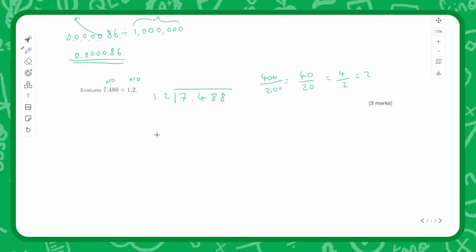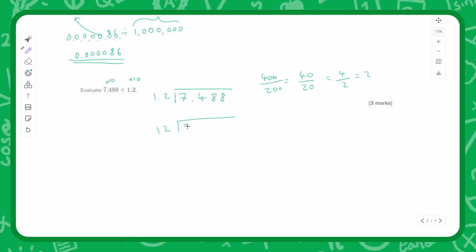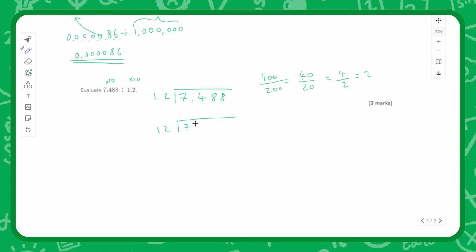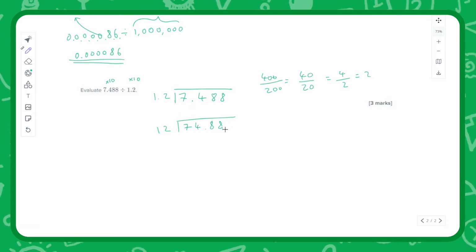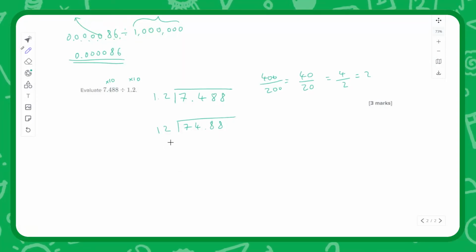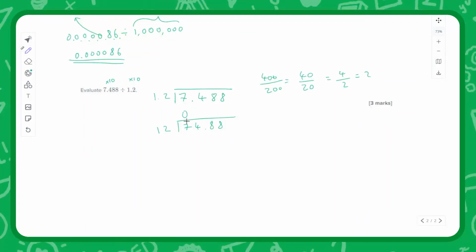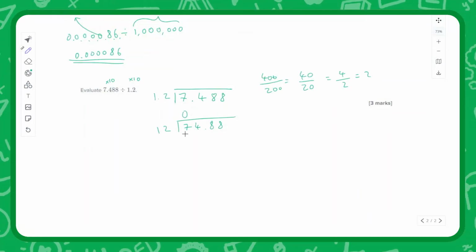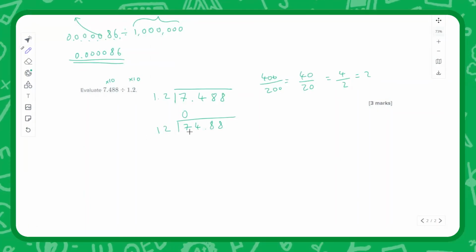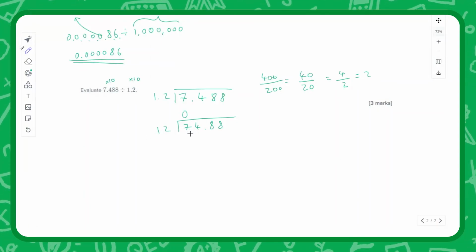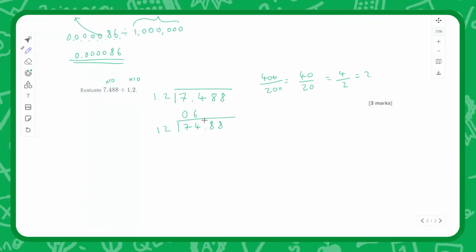So I'm actually going to change this, and I'm going to do 12 into 74.88. So let's have a go at this. Can I fit 12 into 7? No, I can't fit 12 into 7. Can I fit 12 into 74? Yeah, I just need to figure out how many times. 12 times 5 is 60. 12 times 6 gives me 72. So I can fit it in 6 full times with a remainder of 2.